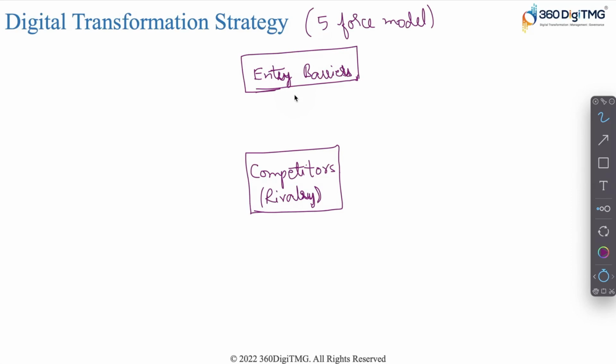Or do you have a threat of new entrants? I mean, is the threat of new entrants very high? Meaning, entry barriers are low. If the entry barriers are high, not many competitors will try to enter your space. So you need to assess the threat of new entrants.